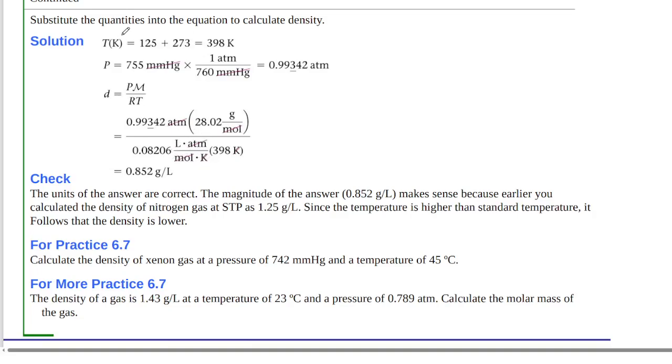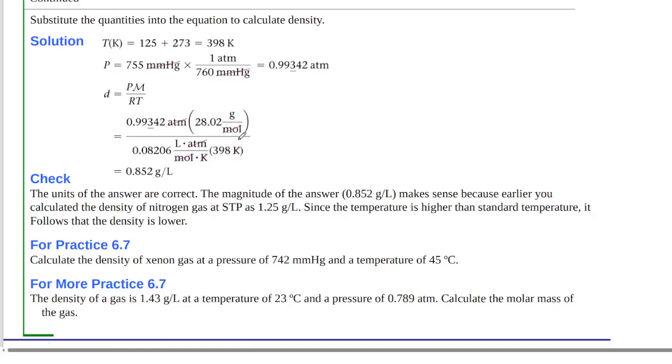So we convert temperature to Kelvin. Then we need to convert pressure to atmospheres using our conversion factor. 760 millimeters of mercury is 1 atmosphere. That gives us 0.99342 atmospheres. Now we're ready to use our formula. Density is equal to the pressure times the molar mass divided by R times the temperature.